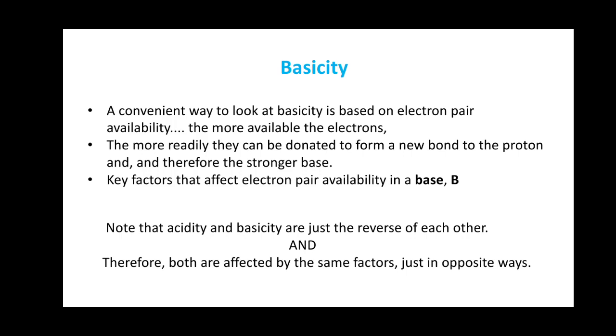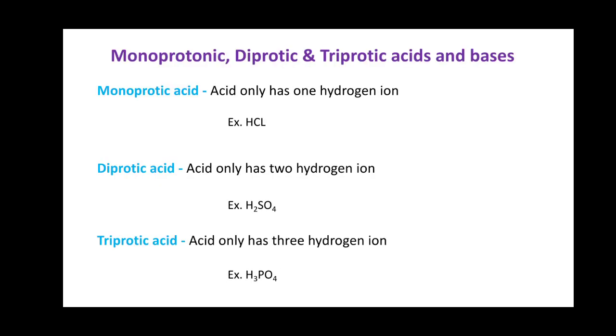So here we can see that acidity and basicity are just the reverse of each other. So the factors that come under both acids and bases will be just the opposite way. Now we'll come to monoprotic, diprotic and triprotic acids and bases. A monoprotic acid has only one hydrogen ion, for example HCl, a diprotic acid has two hydrogen ions, as in sulfuric acid H2SO4, and a triprotic acid has three hydrogen ions, that is H3PO4.